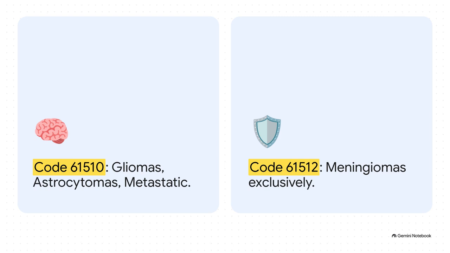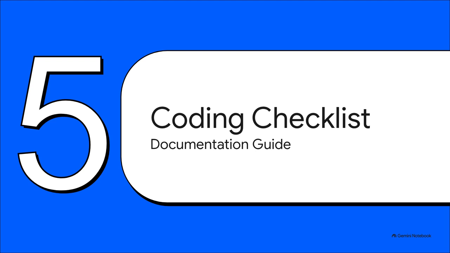Non-meningiomas, those tumors growing within the actual brain tissue, are assigned to 61510. However, if the pathology report explicitly proves the tumor is a meningioma, it must be exclusively coded to 61512. The specific cellular makeup of the tumor literally dictates this precise shift in your code selection. Let's wrap things up with Section 5, the documentation and coding checklist. How do we take all this clinical logic and turn it into actionable steps for your daily chart reviews?